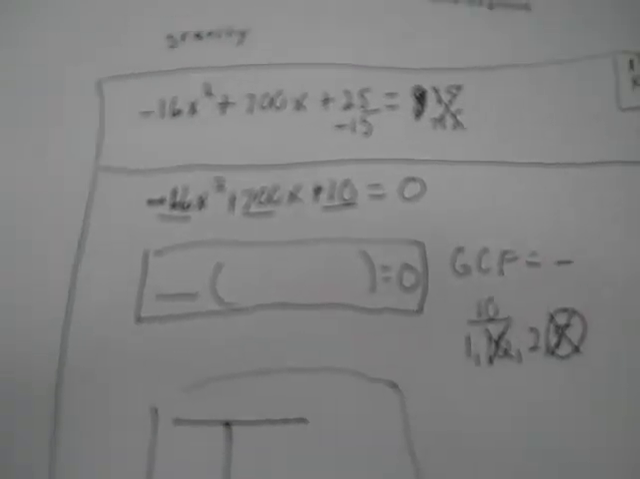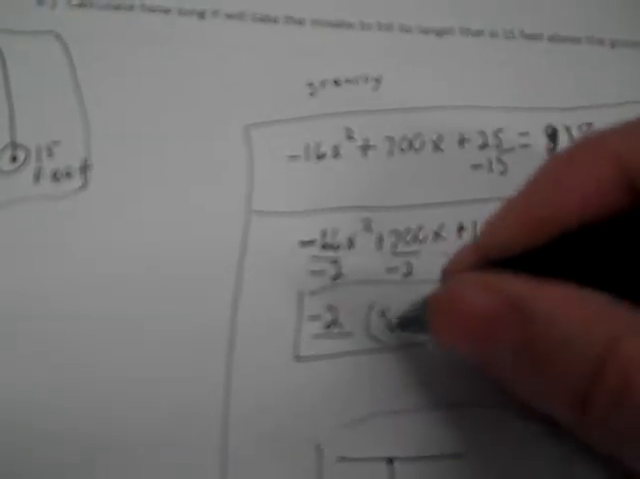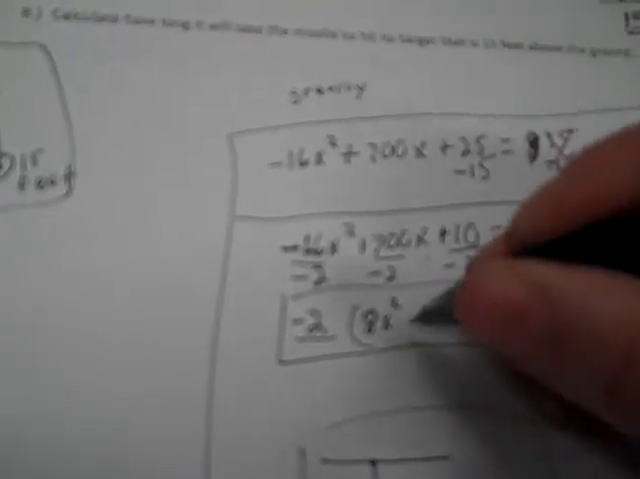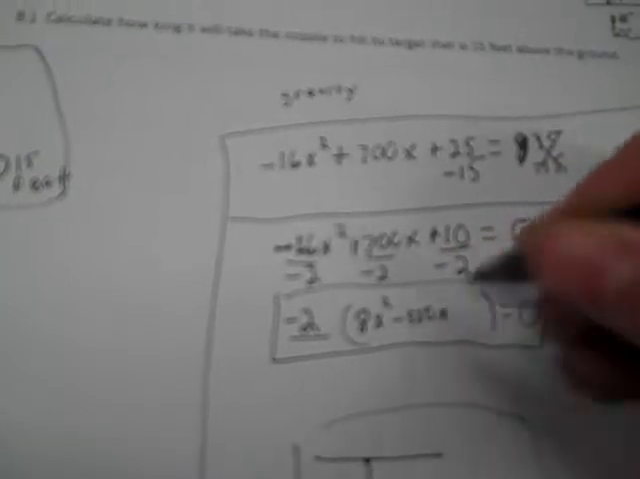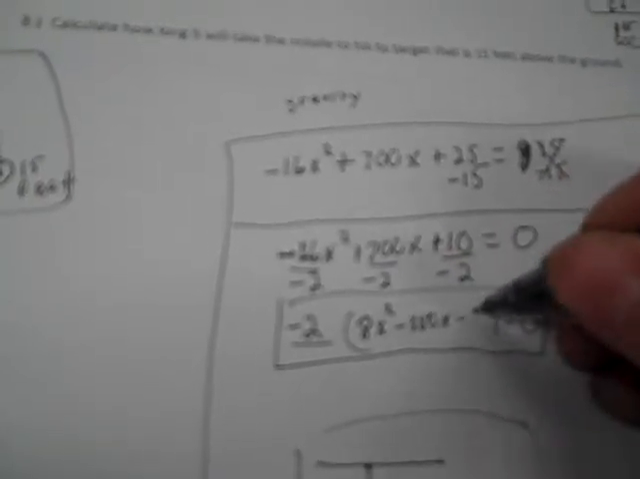Let's check 5. That's a decimal. Check 2. 16 divides by 2, 700 divides by 2, and I already know that 10 divides by 2 because that's the list it came from. So the GCF's negative 2. So negative 2 is factored out, and then I divide by negative 2. So negative 16 divided by negative 2 is positive 8, and we keep the x to the second. 700 divided by negative 2 is negative 350x, and then 10 divided by negative 2 is negative 5.